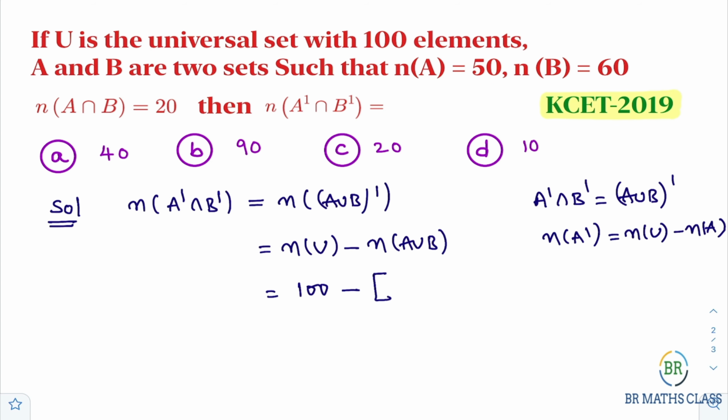So what will you get? You will get 50 plus 60 minus 20. 50 plus 60 is 110. 110 minus 20 is 90. So 100 minus 90 equals 10. So which option is the right option here? You can see option D is the right option.